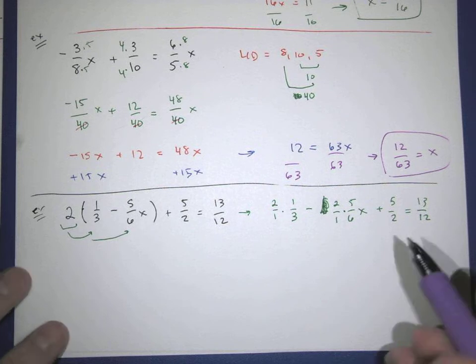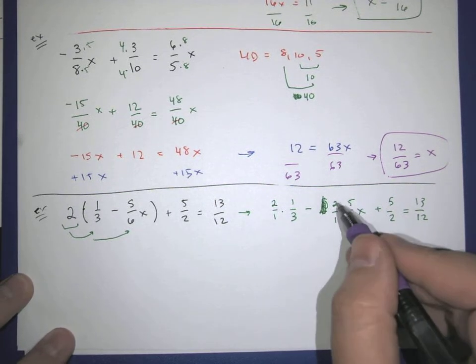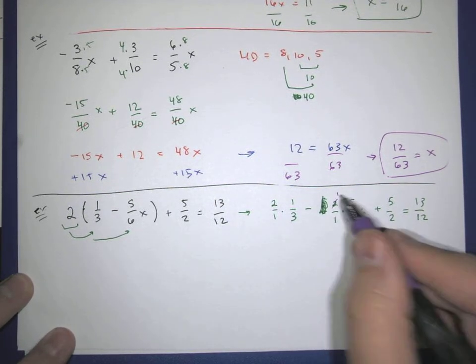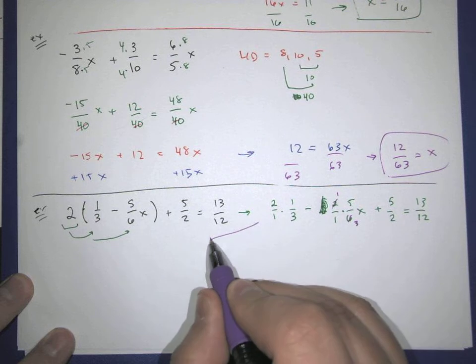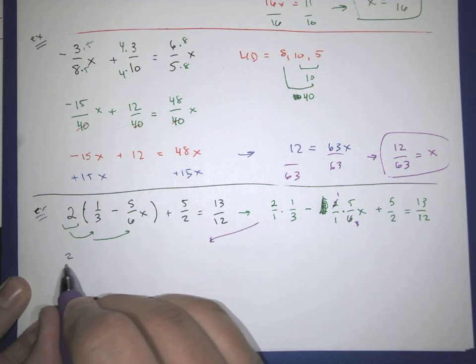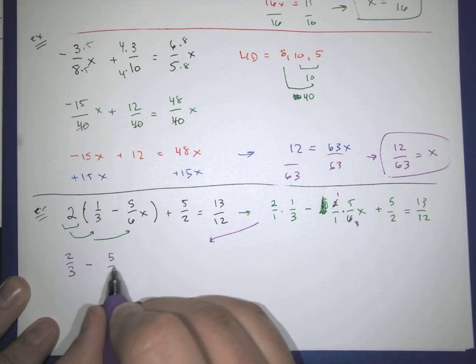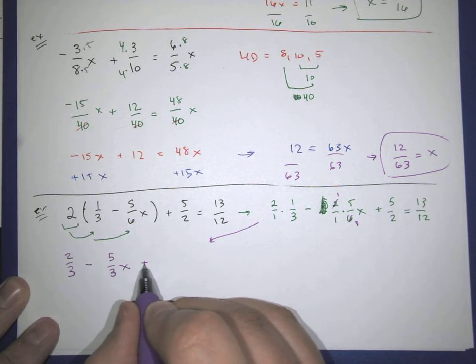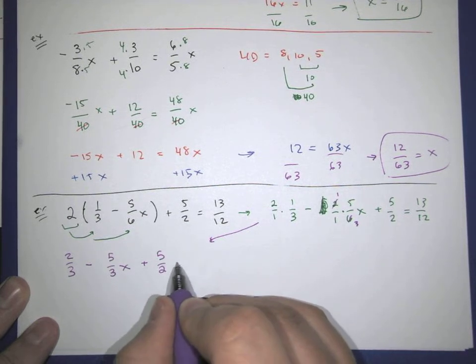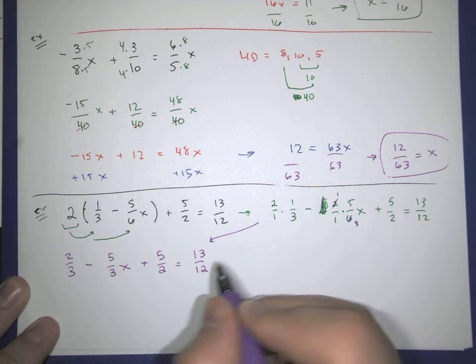This for us then becomes, when we distribute, you said 2 and 6, that would be 3 and 1. We did this step in the earlier version. So this becomes 2/3 minus 5/3 x plus 5/2 equals 13 over 12.